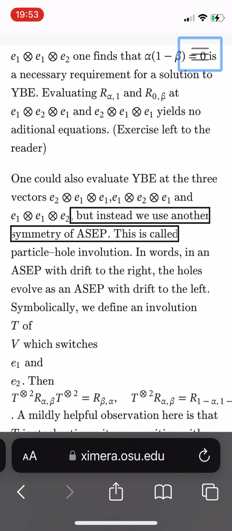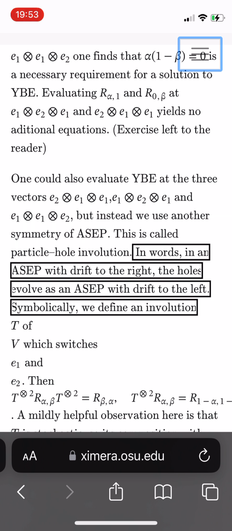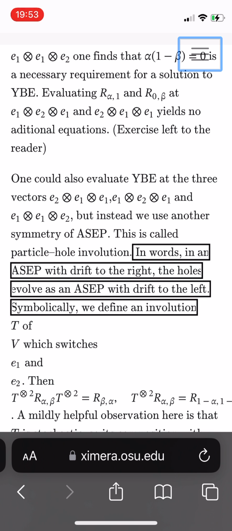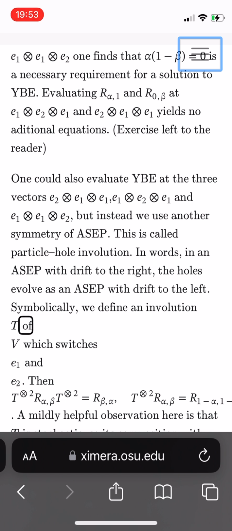This is called, in words, the particle-hole involution. In an ASEP with drift to the right, the holes evolve as an ASEP with drift to the left. Symbolically, we define an involution T of V which switches E_1 and E_2.